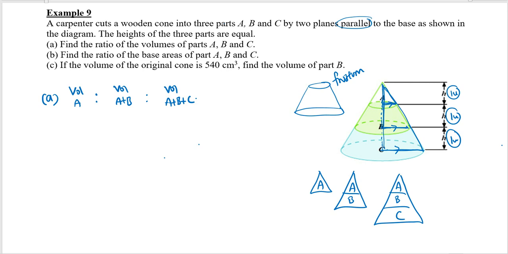And because they're similar, I'm now going to link up their corresponding heights that is given and make a cube relationship. So the height of volume A is given to be h, or 1 unit, cubed. A plus B, the whole thing, the height will be 2 units cubed. And A plus B plus C, the entire height would have been 3 units cubed. So the volume ratio across the three similar figures will be 1:8:27.